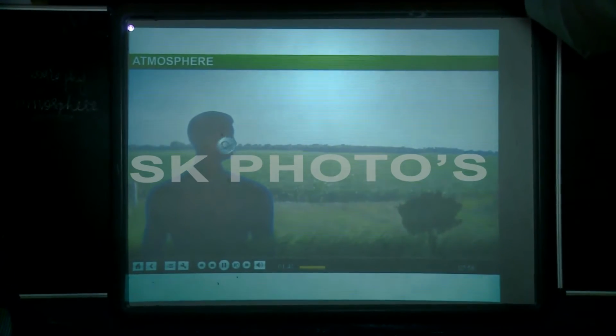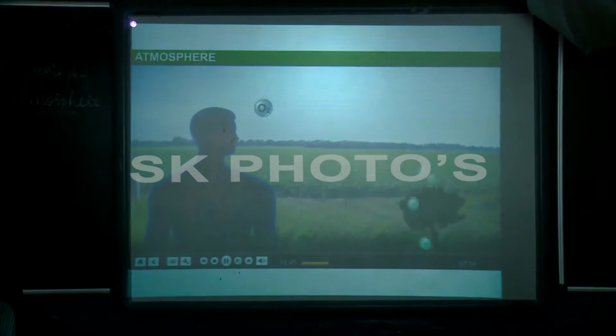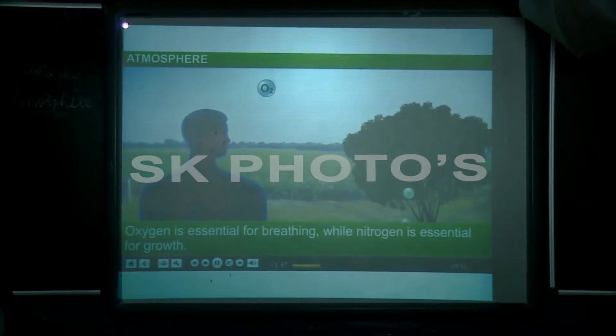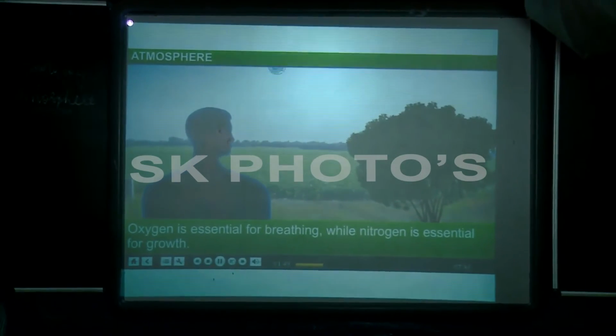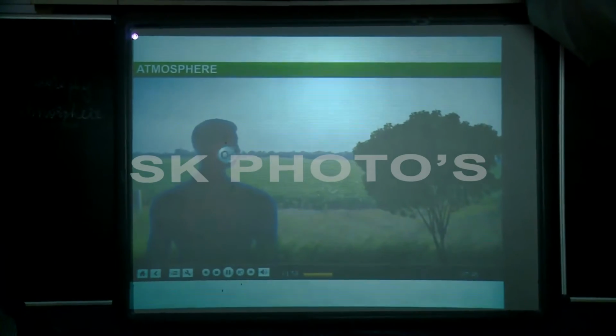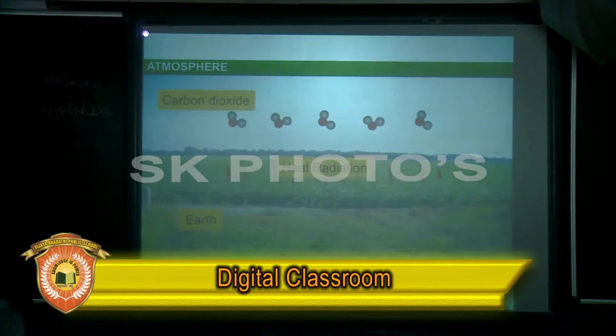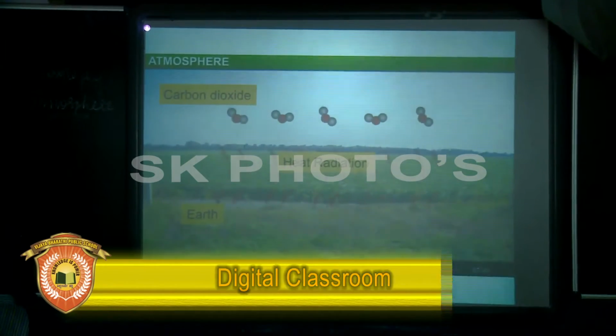Oxygen is essential for breathing, while nitrogen is essential for growth. Carbon dioxide keeps the Earth warm by absorbing the heat radiated by it. Nitrogen and oxygen form the major components of the Earth's atmosphere.